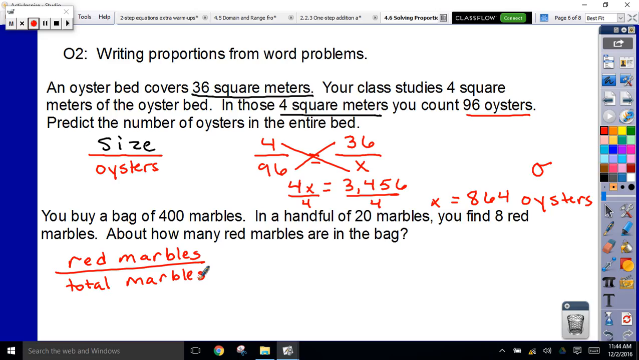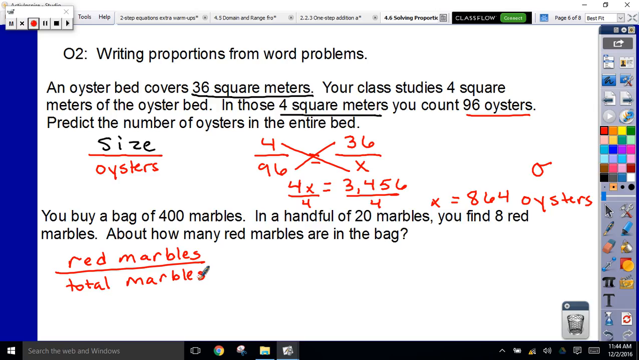Okay, so what numbers go with what? It says you buy a bag of 400, in a handful of 20 marbles you find 8 red marbles. Which numbers up there go together? Nathan, what do you think? Do the 8 red marbles go with the handful of 20 or do they go with the 400? They go with a handful of 20.